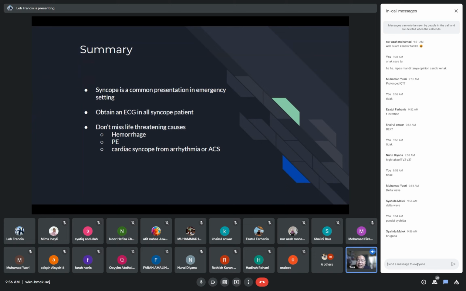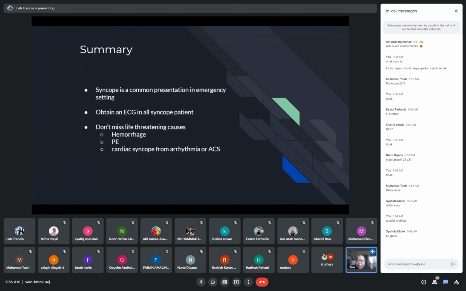Macam recently kan, we had two patients yang ada ICD, if anyone remembers. Jangan-jangan jumpa patient ada ICD, one day terus dua sekali datang with ICD. Don't confuse ICD, implantable cardioverter defibrillator, dengan pacemaker eh. Completely different function. Okay.